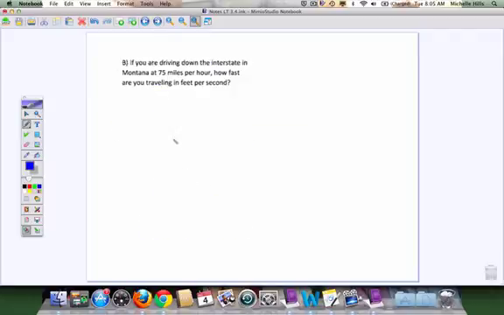Now this one is different because it's 75 miles per hour. I have 2 different units. That's the same thing as 75 miles in 1 hour. Don't ever put 2 units in the same box. It wants me to go to feet per second. So not only do I have to convert miles to feet, I have to convert hours to seconds. I can't do those at the same time. So I'm going to focus on just miles to feet first.